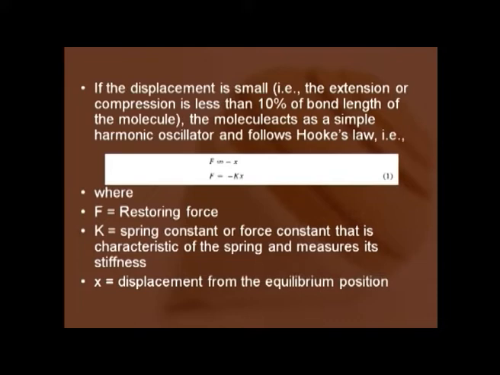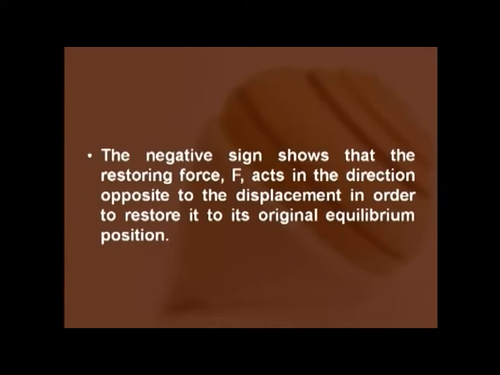When we remove the proportionality sign, we get a proportionality constant, that is F is equal to minus Kx, as shown in equation 1, where F is the restoring force, K is the spring constant or the force constant, that is the characteristic of the spring and measures its stiffness. X is the displacement from the equilibrium position. The negative sign shows that the restoring force F acts in the direction opposite to the displacement in order to restore it to its original equilibrium position.